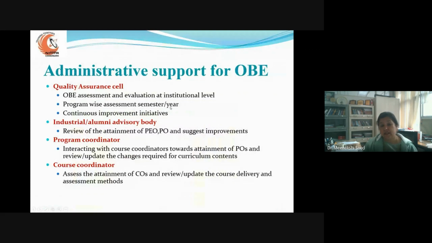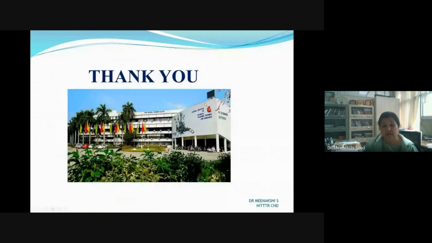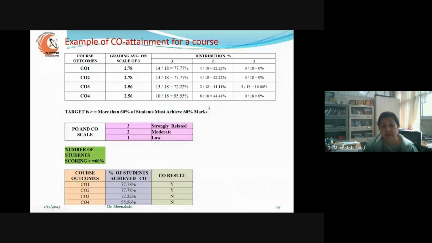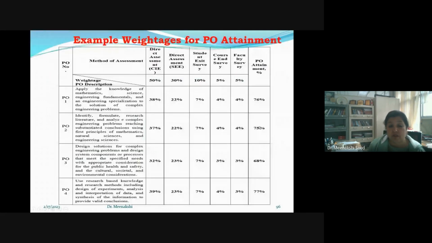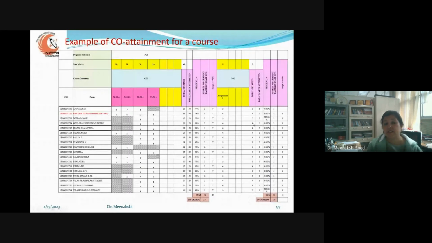Now, how to show that the CO has been attained or not? What we do is, either you make an Excel sheet where the formulas can also be put, or manually it can also be done for every subject.